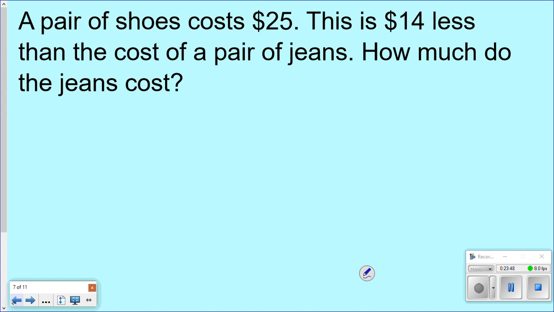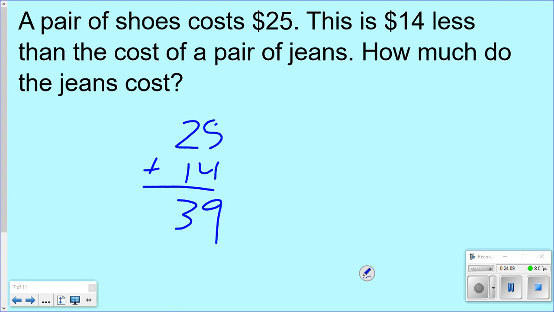So if this is your problem and it says a pair of shoes costs $25, this is $14 less than your jeans. I want to know how much the jeans cost. What's something you could do to figure this out, Jack? You could add them. Because you know this is $14 less. Well, you know your jeans are this then. Okay? Was that an equation that we did today? No. But you can solve it, yeah. A pair of shoes costs $25. This was $14 less than the jeans. So you know the jeans have to be more expensive.